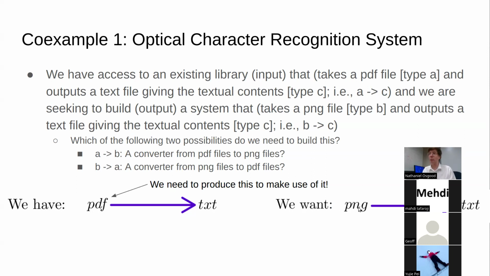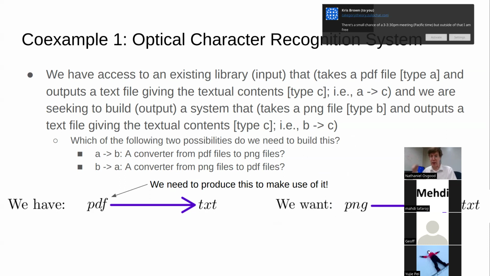Is that what we need? Or do we want something that turns a PNG into a PDF? PNG to PDF would let us then compose with this, right? Even though you might think intuitively, formally you might think, well, okay, wait, we have something at PDF to text. We want to get something that's PNG to text. So surely we have to turn a PDF into a PNG. No, we want to turn a PNG into a PDF. Are we okay with that?